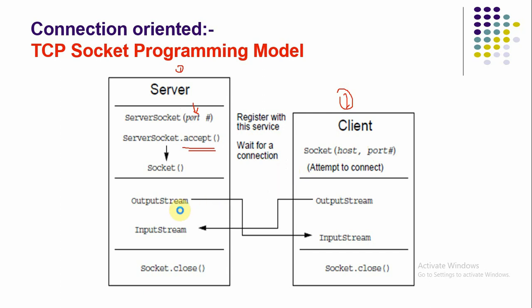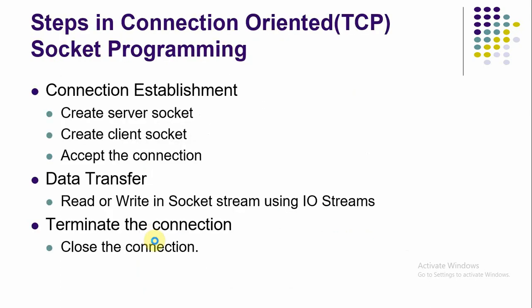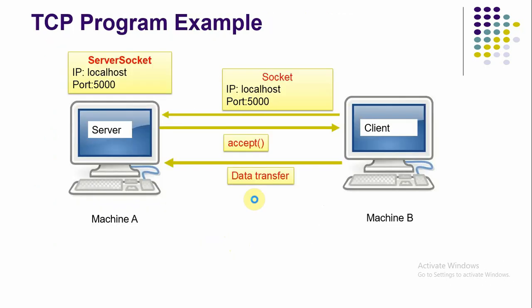In the data transfer phase, we have to use an output stream and an input stream. Here you can see the output stream of the server is linked with the input stream of the client. The output stream of the client is linked with the input stream of the server socket. This is how the connection socket will be created. So this is the TCP socket programming model. Here there are three steps. First is connection establishment, the next is data transfer, and finally we close the connection.